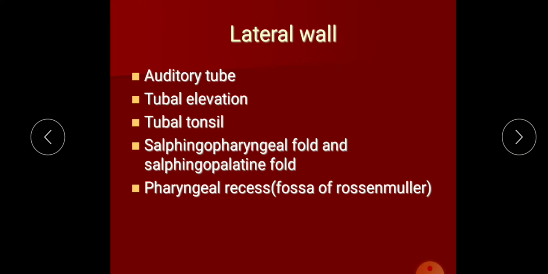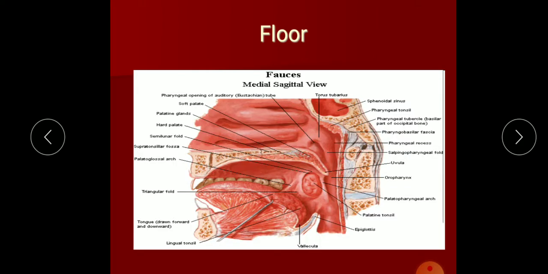The three things of the roof you can remember. What were they? One, the presence of nasopharyngeal tonsil. Two, a bursa, pharyngeal bursa. Three, Tornwaldt's pouch. So now we have finished the roof. We have finished the lateral wall. Now we come to the floor.